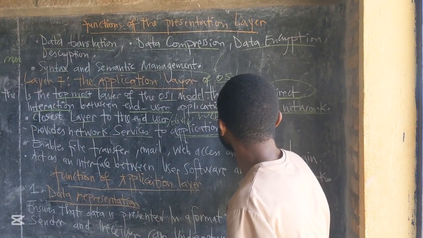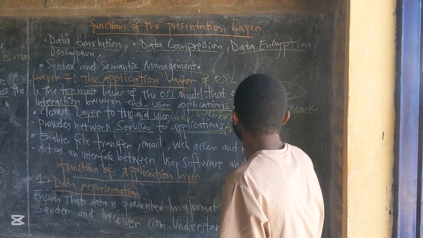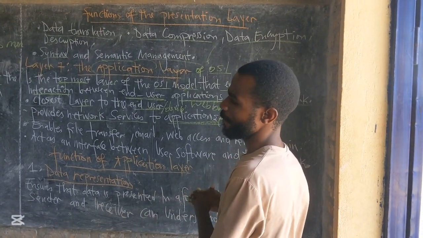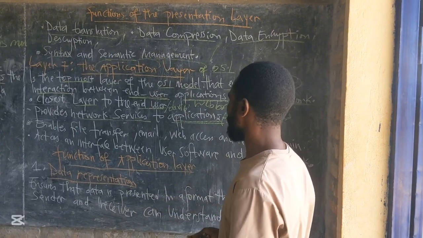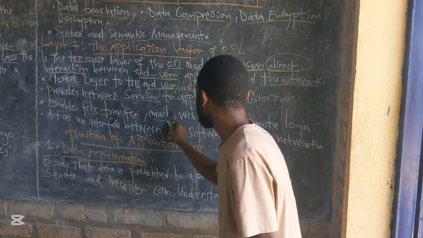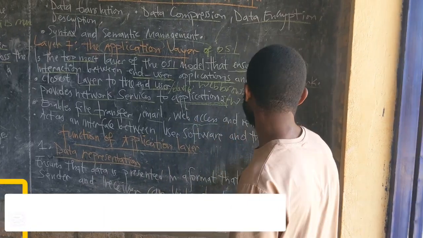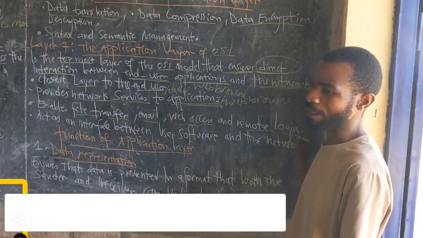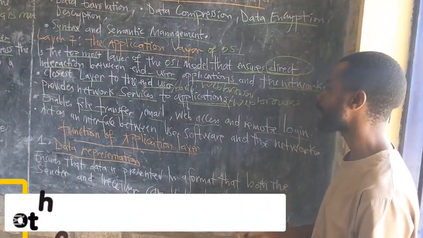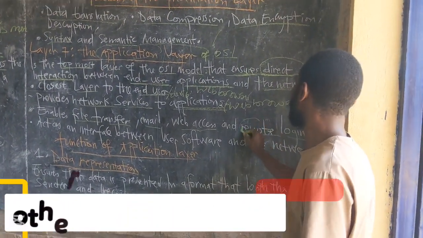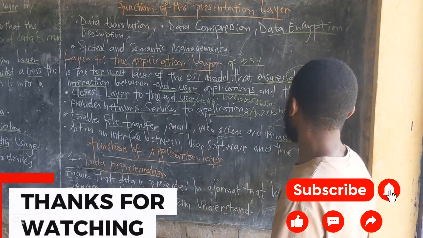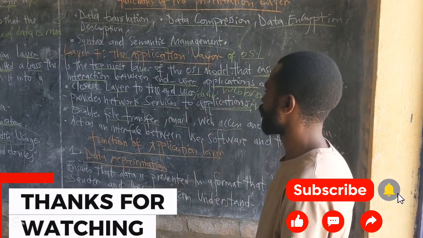Which application? It may be a web browser. It may be file access. Enable file transfer, email, web access, and remote login. Maybe we have a database. We need to log in to that database. So it provides interaction between the network and the end user application.